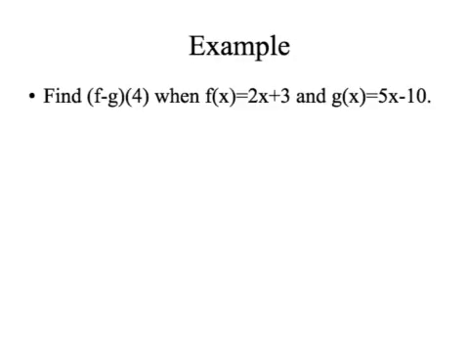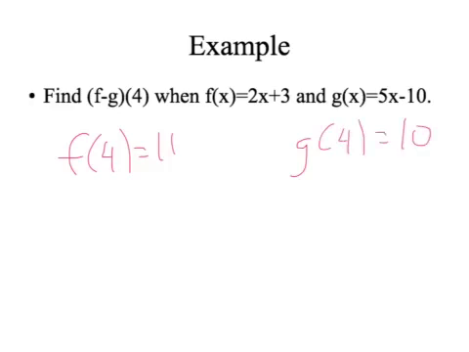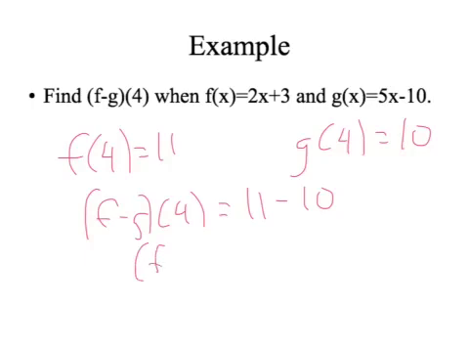So for example, we have these same problems, except we want to subtract this time. So I already did f of 4 in the previous example, and f of 4 was equal to 11. And I did g of 4. It was equal to 10. To find f minus g of 4, I would take my value for my f function, which is 11, minus my value for my g function, which is 10. So f minus g of 4 would be equal to 11 minus 10, which is 1.